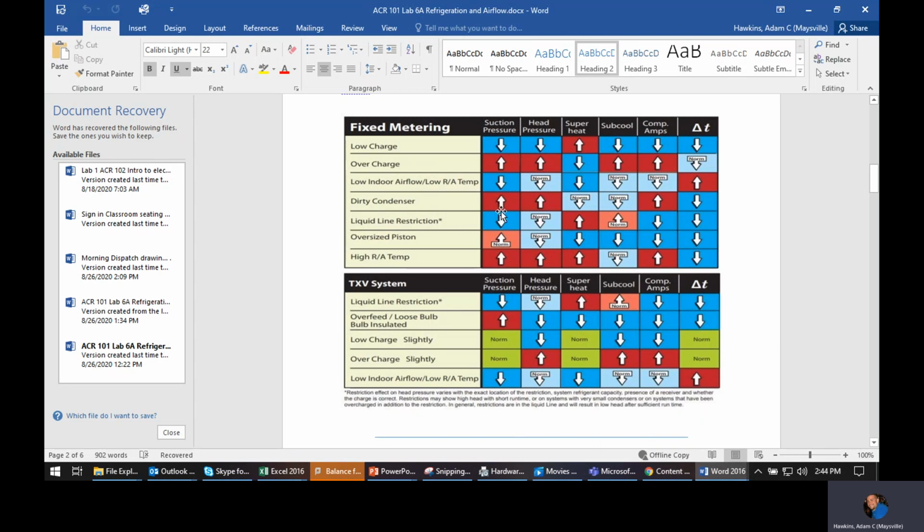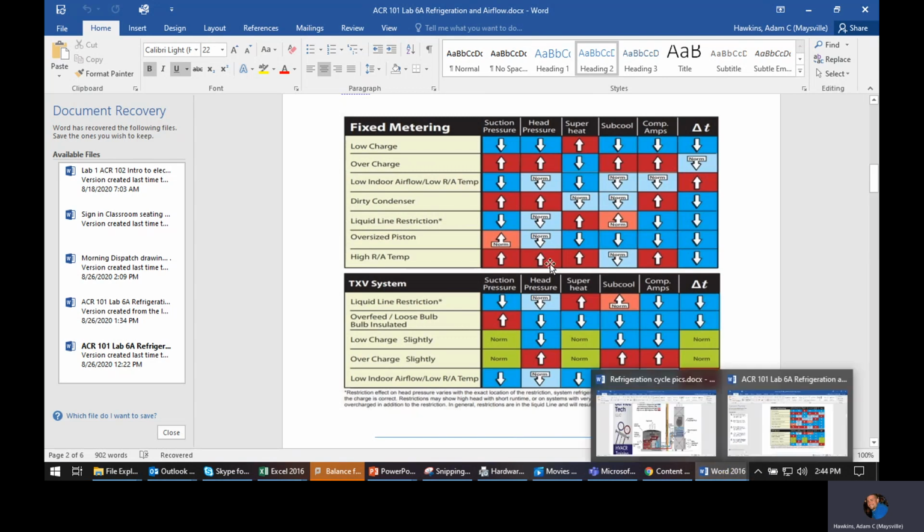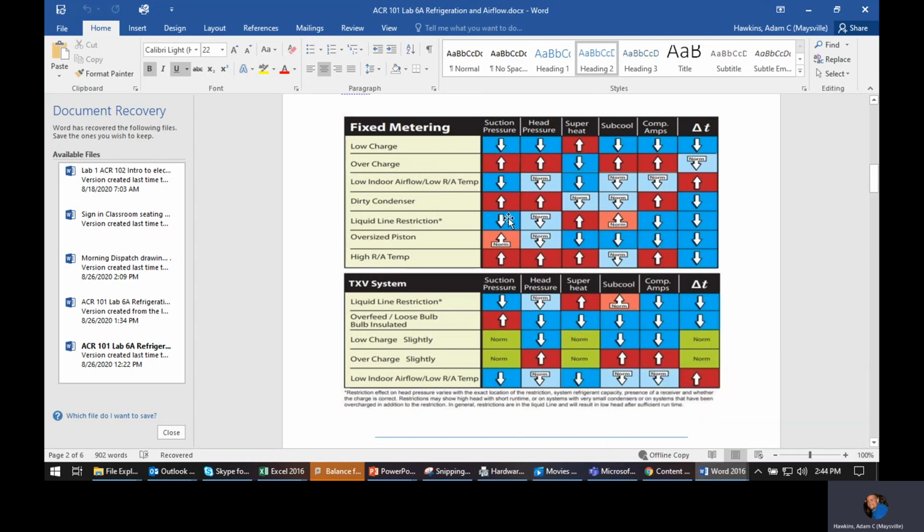So the first thing it says is your suction pressure and your head pressure are going to be low if you have low indoor airflow. So look through your table here and see what other conditions can cause you to have low suction pressure and head pressure. This is probably the biggest thing to understand, and the biggest thing superheat and subcooling really helps you determine. If you look at these first two columns and you go to low indoor airflow and then you go up to low charge, low charge and low indoor airflow can look really, really similar by just looking at a set of gauges.